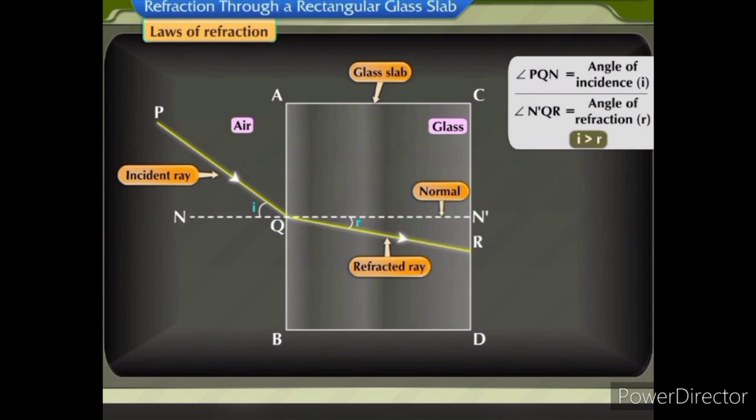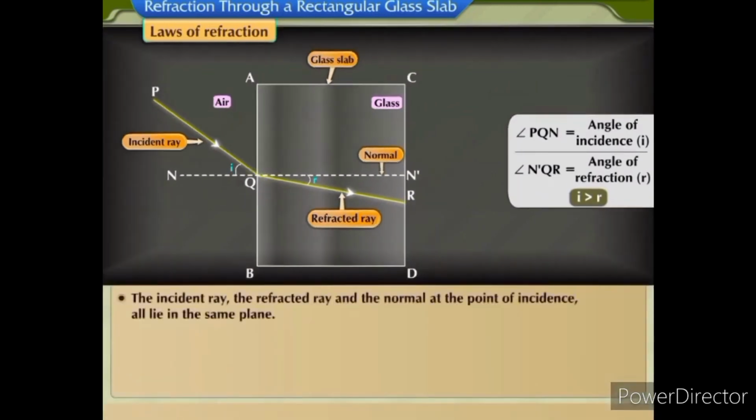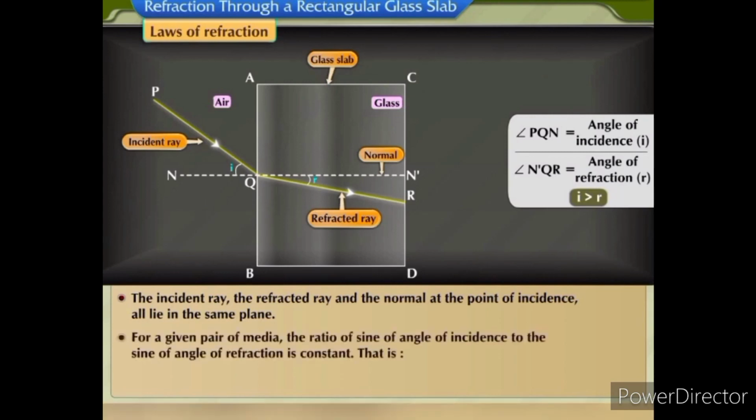The refraction takes place according to the laws of refraction, which are: the incident ray, the refracted ray and the normal at the point of incidence all lie in the same plane. For a given pair of media, the ratio of sine of angle of incidence to the sine of angle of refraction is constant. That is, sin i upon sin r is equal to constant. This constant is called the refractive index of the second medium with respect to the first medium. It is denoted by n. Let us perform an activity to understand the concept of refractive index.